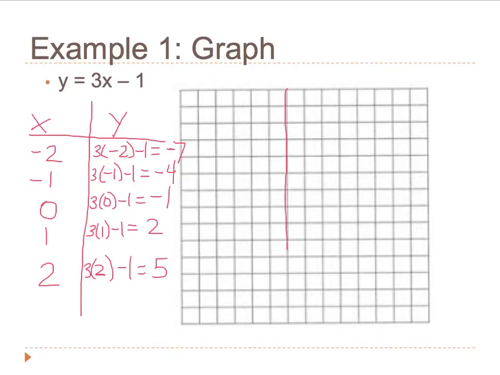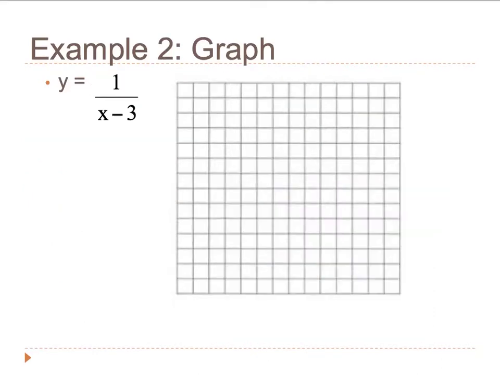Now, there's my coordinate plane, and so let me graph my points. I'm going to start with the point -2, -7. So -2, 1, 2, 3, 4, 5, 6, 7. So this is the x-axis and y-axis. And then -1, -4. So -1, 1, 2, 3, 4. 0, -1. And then the point 1, 2. And the point 2, 1, 2, 3, 4, 5. And then I would use my ruler and connect the dots. Then I get my line.